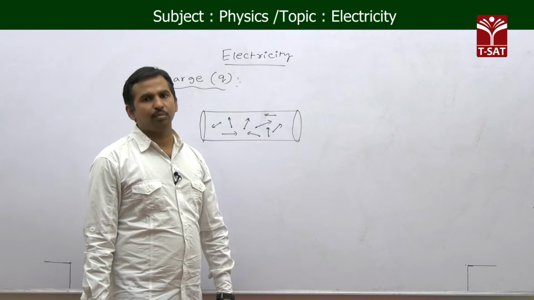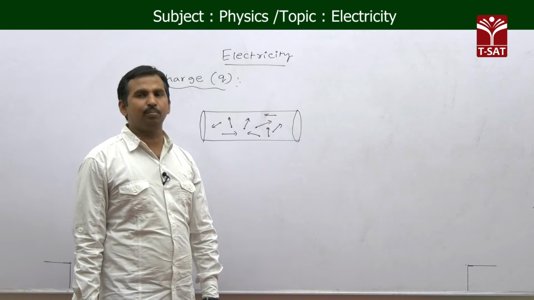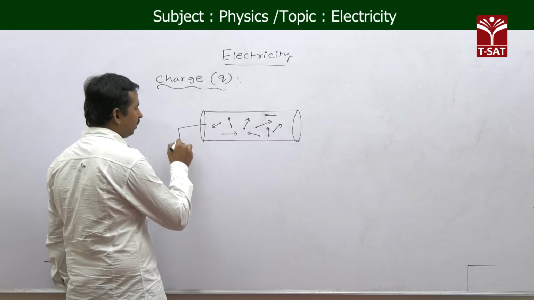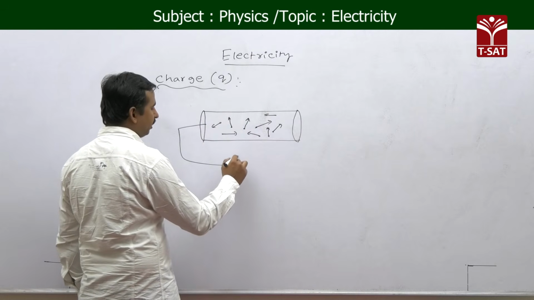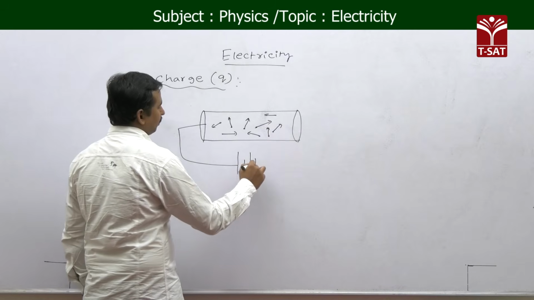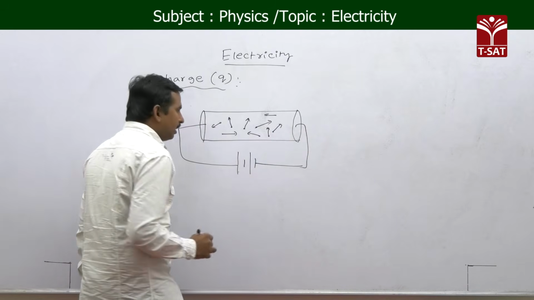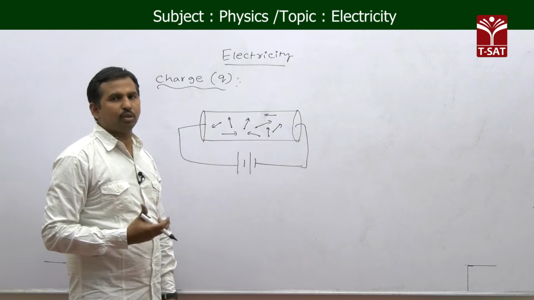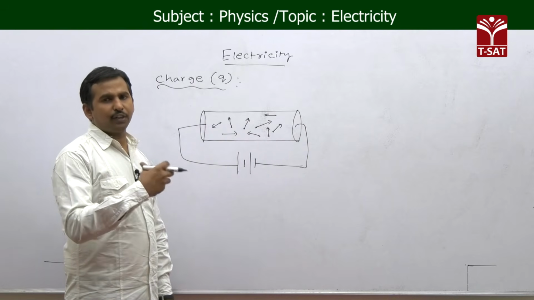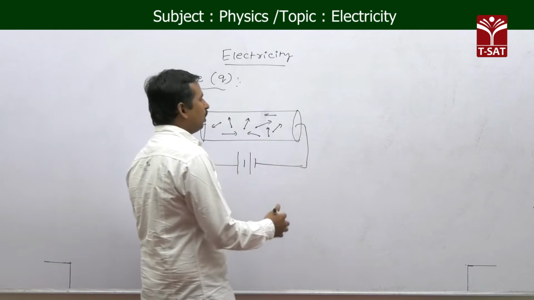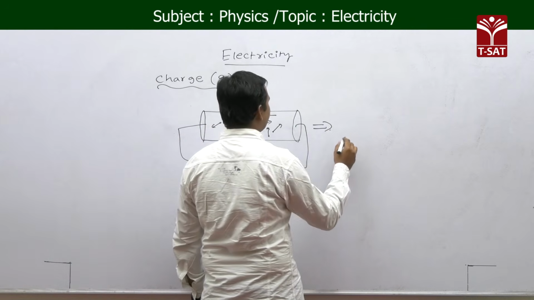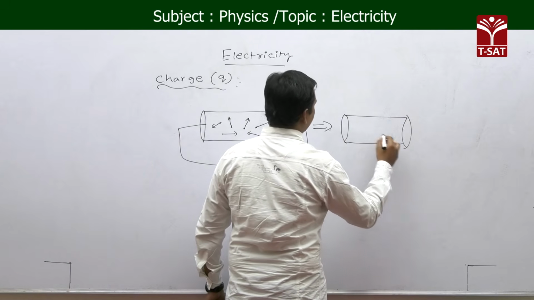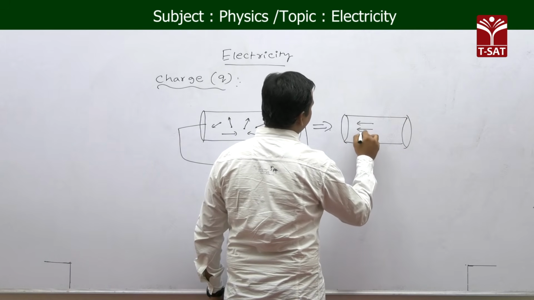That is why, whenever you touch any conducting wire, there is no electric shock. But once you connect this wire to a battery, there is a change in the direction of these electrons, and now all are going in one particular direction. It becomes like this. All are going in one particular direction.